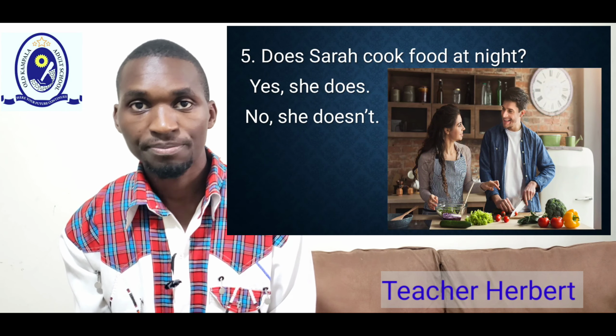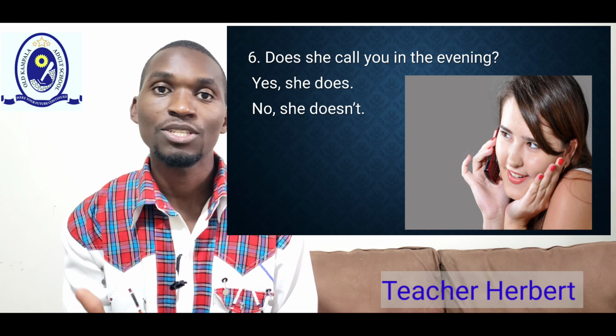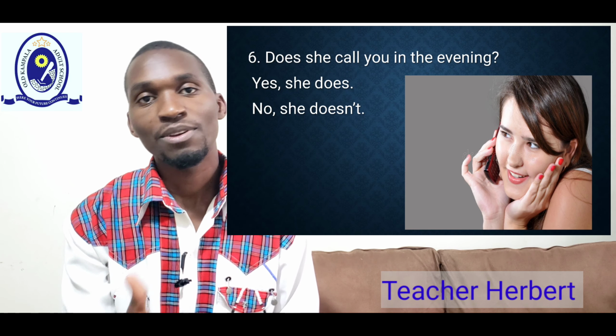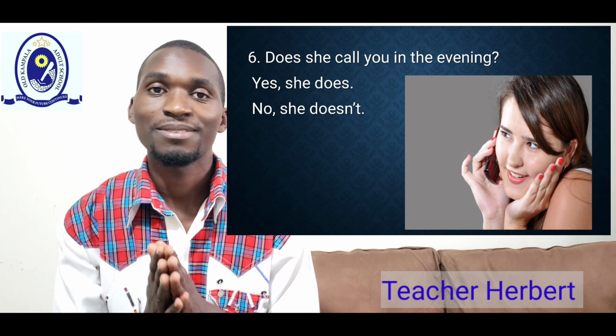So also you must understand that when we use do and does, our main verb is original, is infinitive. We don't have to change it. Even when we use did in the past, the main verb must be infinitive. You don't have to change it.